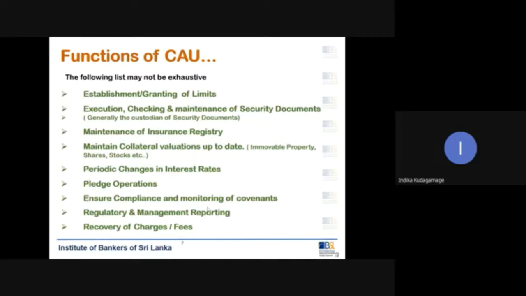Then functions of CAU. There are a large number of functions. I've listed a few. These are the main functions they have to handle. Establishment and granting of limits, executing, checking, maintaining security documents, maintaining insurance registry, maintaining collateral valuation up to date, periodic changes in interest rates, pledge operations, ensure compliance and monitoring of covenants, regulatory management reporting, recovery of charges and fees. These are some of the main functions they do.